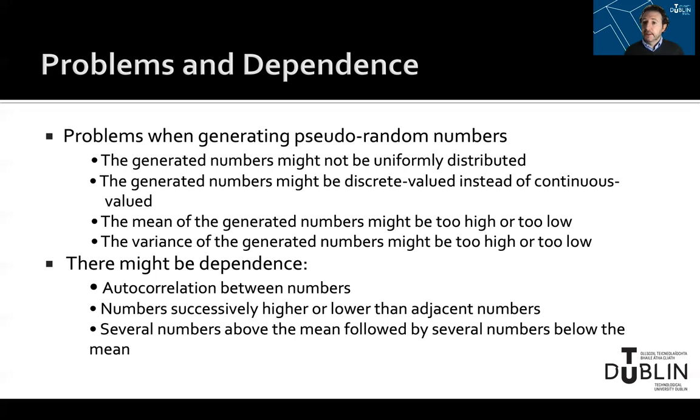The variance might be too high or too low. Well, too low might be more a concern, because that means every time I'm just saying 4, 5, 6, 4, 5, 6, 4, 5, 6. That'll have the right mean, but it's very tight.